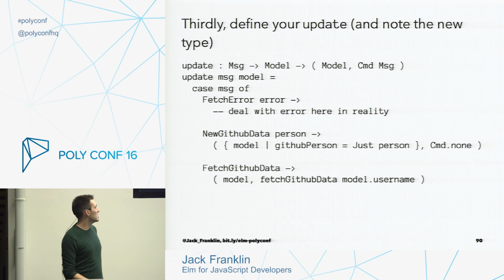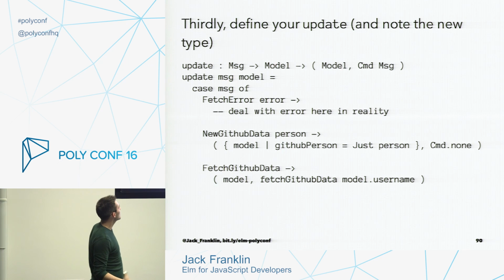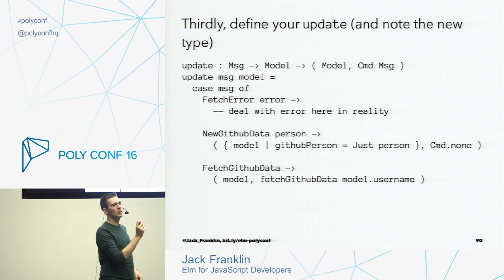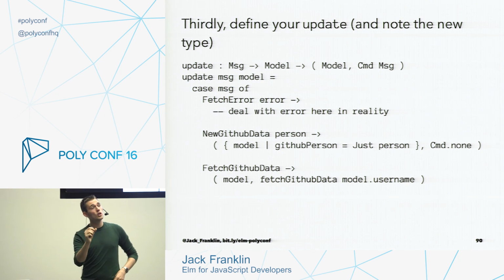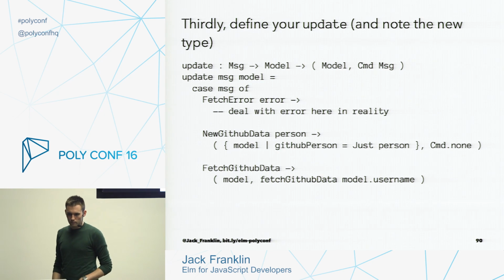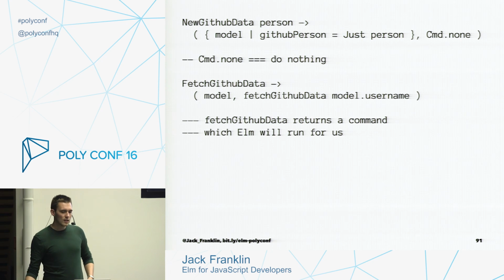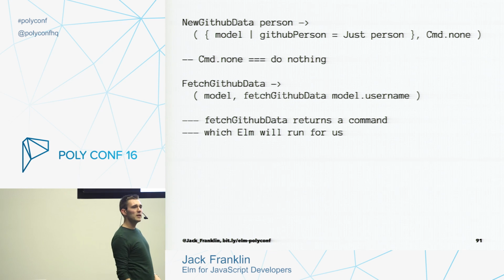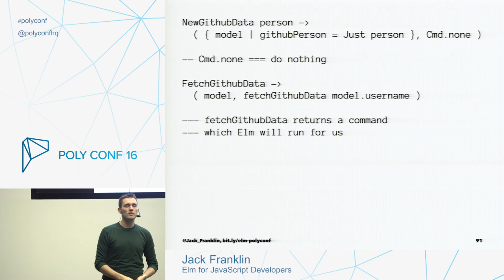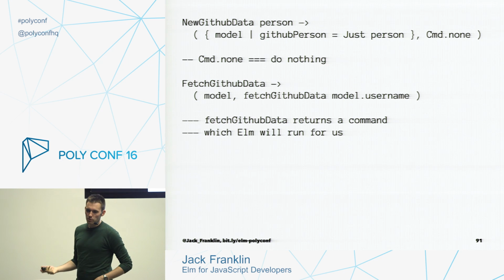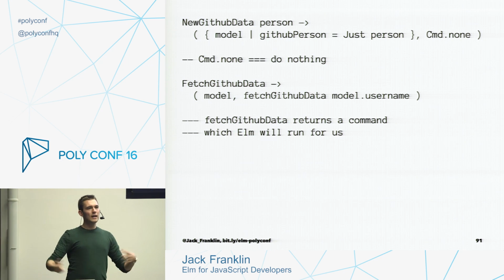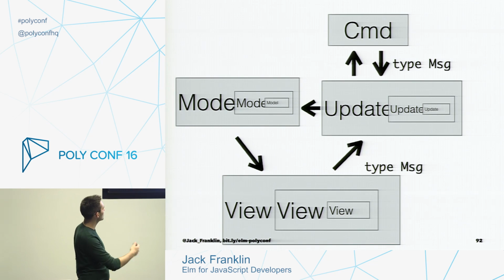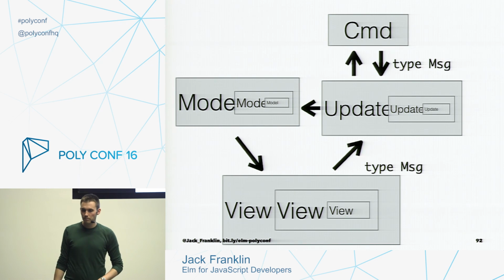The new GitHub data message will happen when that request has succeeded, so I'll just update my model to have this new GitHub person property, which is set to being just a person. Because remember, a maybe is either just some value or nothing. So yeah, these are the 2 important bits. And then when we get the new GitHub data, we also return command.none, which basically says to Elm, there's nothing for you to do here, this is cool. Fetch GitHub data returns fetch GitHub model, which goes, hey Elm, you've got some work to do, go and do it. And just to reiterate, this is roughly what's going on there.